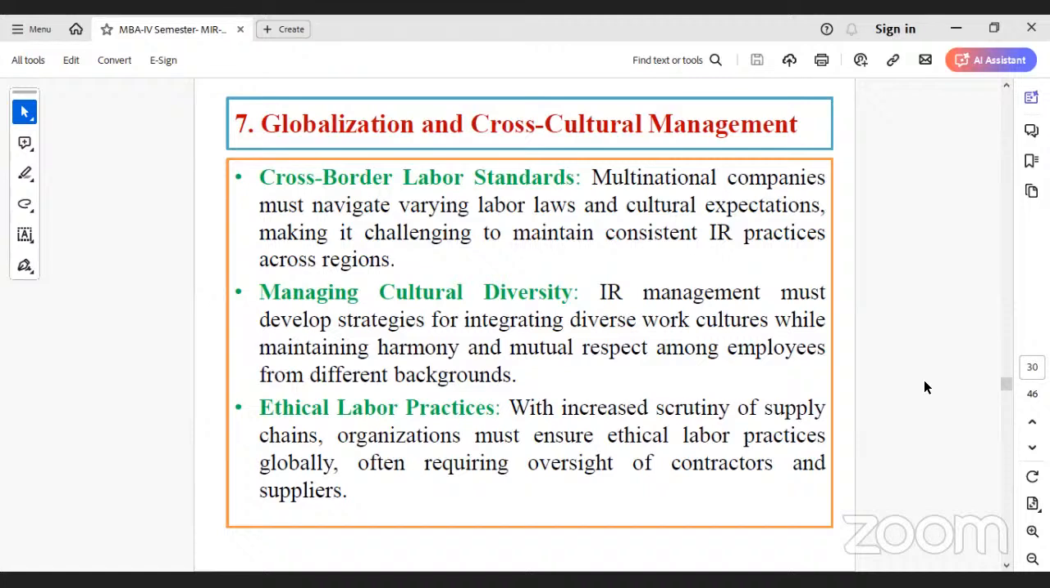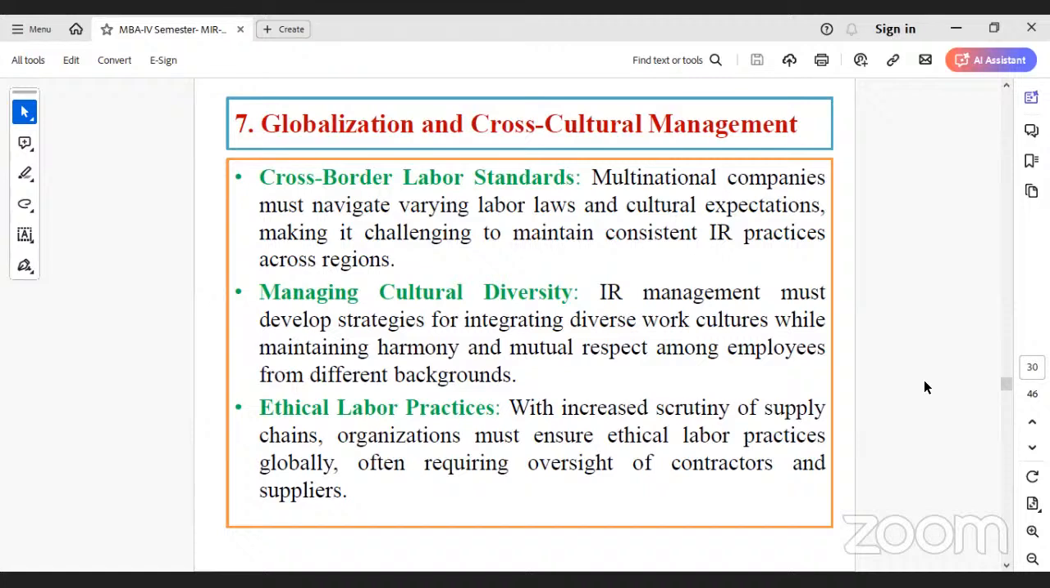So at the organization's level, they are going to manage the cultural diversity. That means they are going to integrate strategies and diversify the work culture among the existing employees, that is, from 50 members or 100 members.